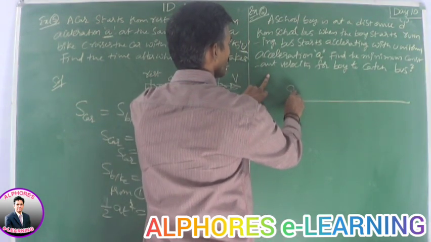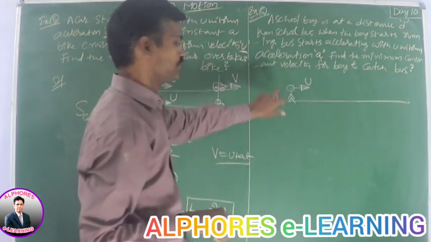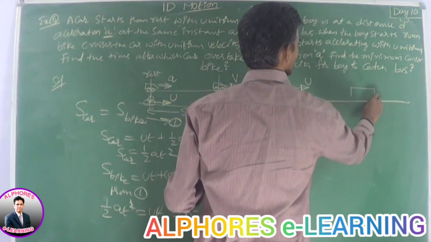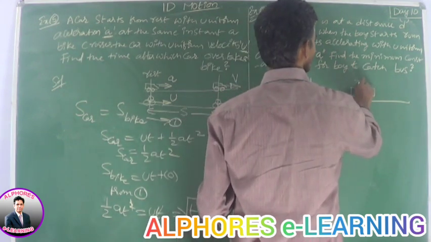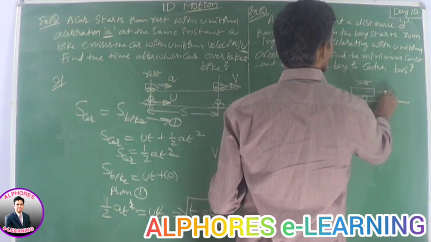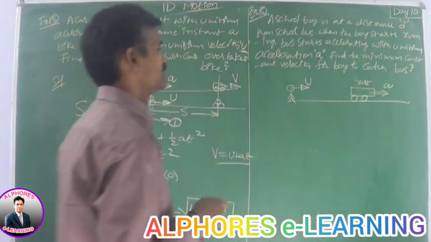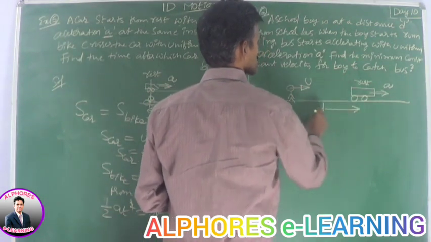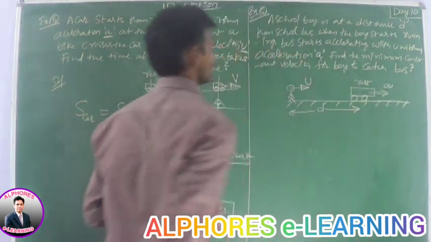Suppose here is the boy. He started running with some initial velocity u. And this is the school bus. It started accelerating from rest with some acceleration a. So the distance between the boy and the bus is some d. This boy wants to catch the bus.